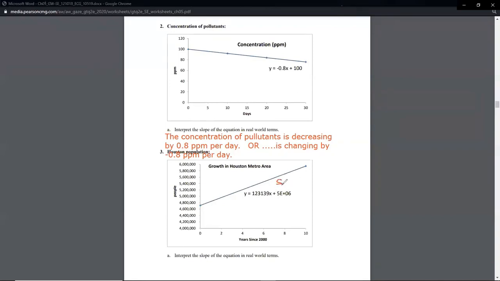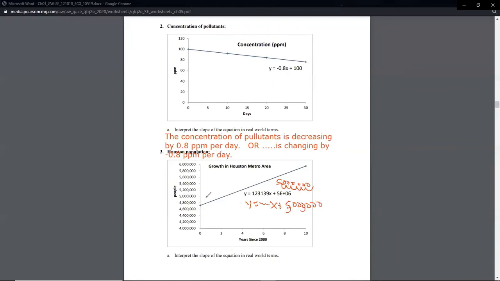But that just means you take the 5 and you move its decimal right 1, 2, 3, 4, 5, 6 times. So there'd be 6 zeros. So that's y equals that number with the x plus 5 million. That's what that represents. If that's a negative, that means the decimal goes left 6 instead.